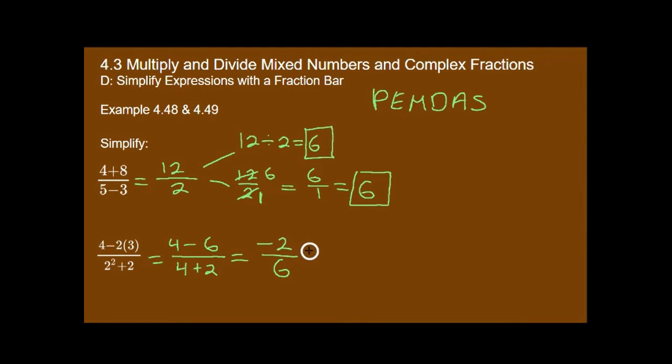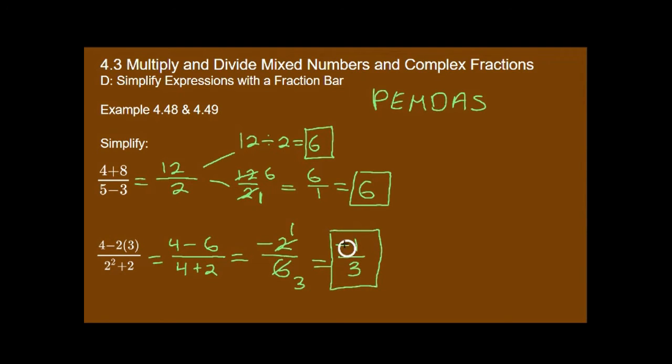This is not in lowest terms. 2 is a factor of 2 and it's a factor of 6. So I'm going to divide 2 into 2, and that goes 1 time. Divide 2 into 6, and that goes 3 times. So I'm left with negative 1/3.